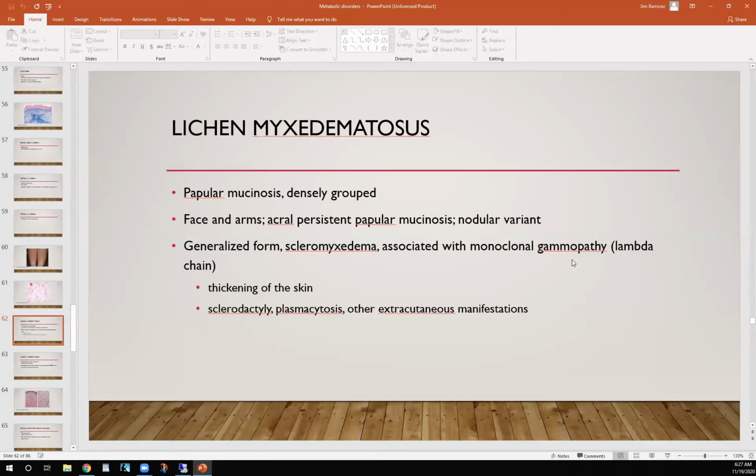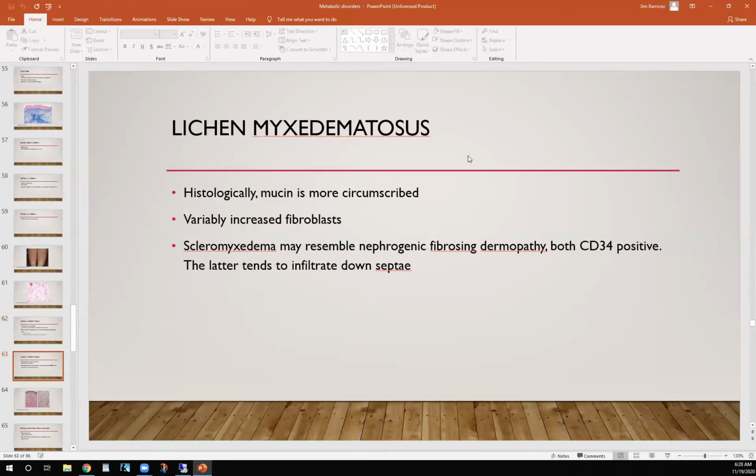Scleromyxedema, which is associated with a monoclonal gammopathy of lambda chain. So that's important to know, and that's something they'll probably ask you. These patients have thickened skin, sclerodactyly, plasmacytosis, or other cutaneous manifestations. But histopathologically, the binding thing between all of these conditions is that in addition to mucin, you have this sort of fibroblastic proliferation. So you have the sclero portion of it. And the mucin is usually more circumscribed in this. You have variably increased fibroblasts, which is what I was just talking about.